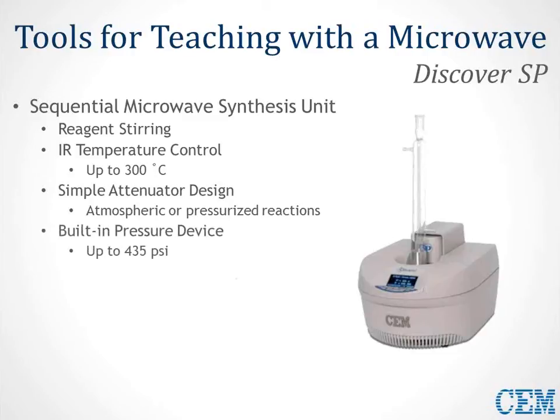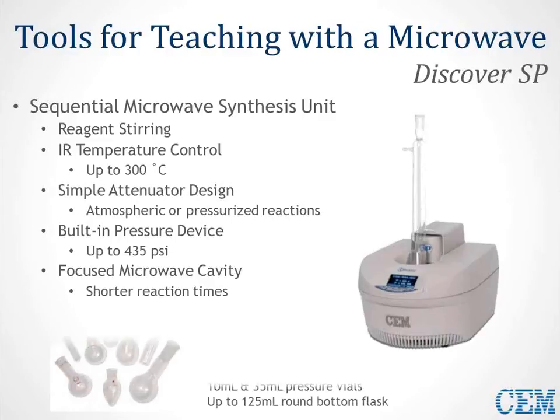The pressure device allows you to run reactions up to 435 psi or 30 bar, depending on the particular vessel you're using. It's a focused microwave cavity, so it's a small microwave cavity. To give you an idea on size, the cavity itself is about the size of a coffee cup. And again, this is what allows us to very efficiently heat our samples and very quickly get up to temperature.